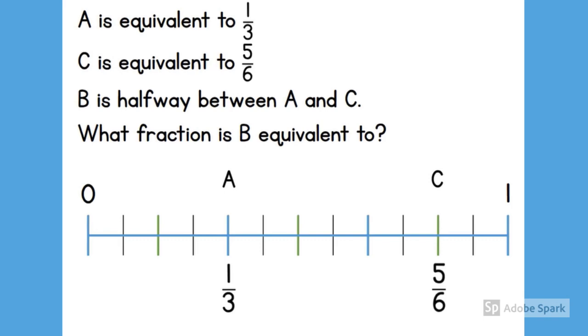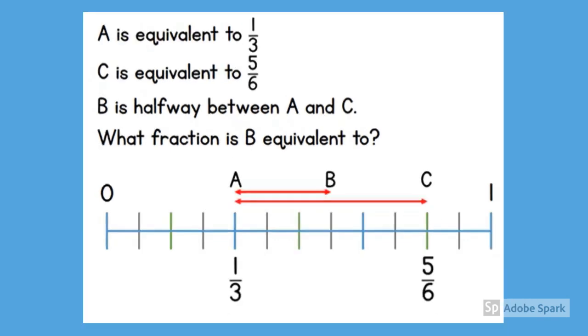So now can we find B? B is halfway between A and C. Pause the video while you try to find halfway between A and C. Here we can see the distance from A to C is 6 parts of the number line. Therefore, B will be 3 parts of the number line. Can you think of what fraction B could represent? Remember, the number line was split into 12 equal parts.